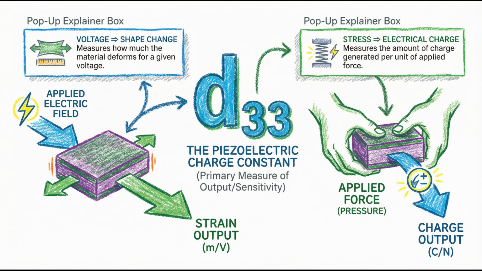The first constant is d33, the charge coefficient. It tells you how much the material moves when you apply voltage, or how much charge it generates when you apply force. It's a measure of action.